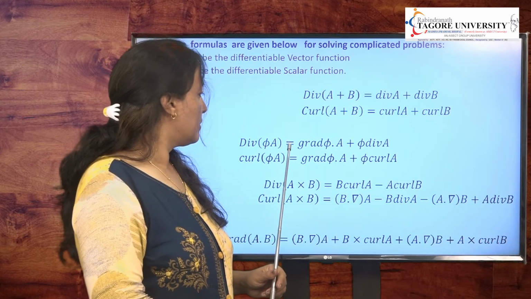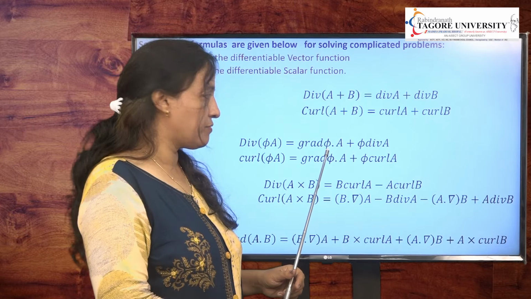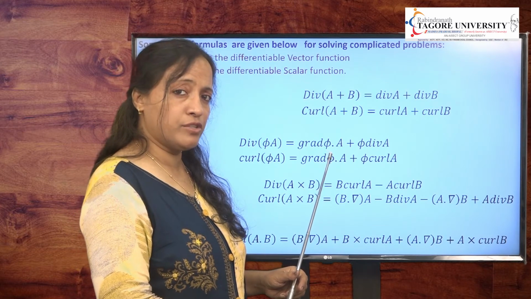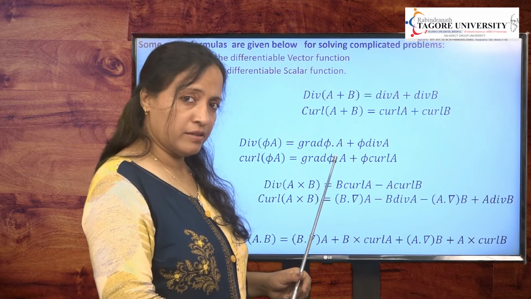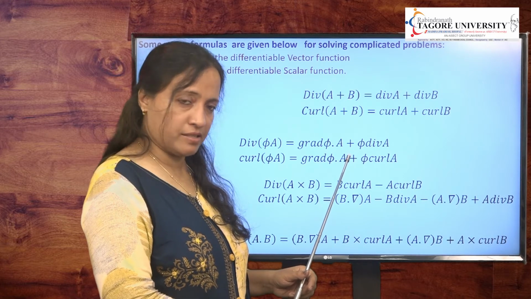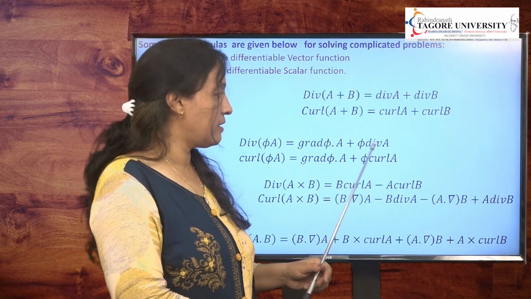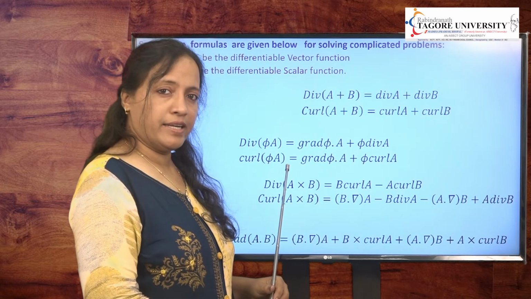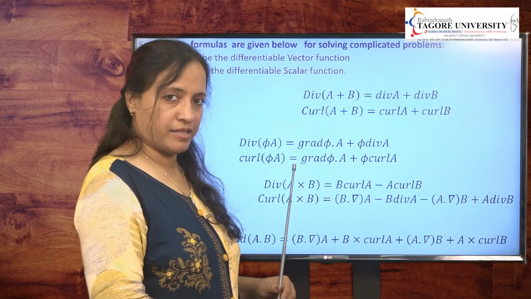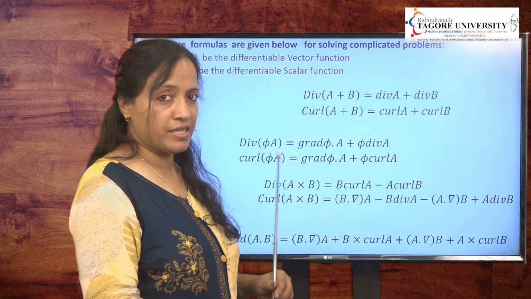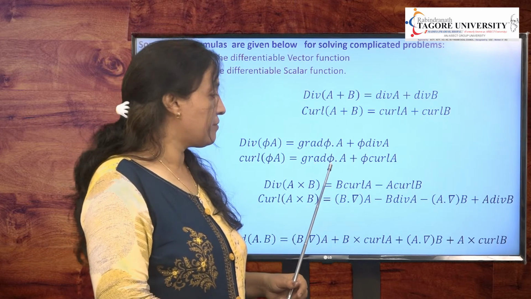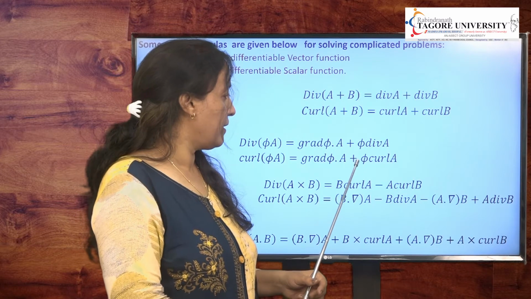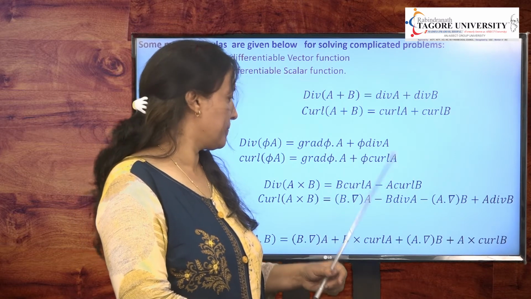Scalar a is equal to gradient of phi, because for a scalar we use the gradient: grad phi dot a is a vector, plus scalar div of a. Again, phi is a scalar and a is a vector. We can use curl as well as div: gradient phi dot a plus phi curl a.